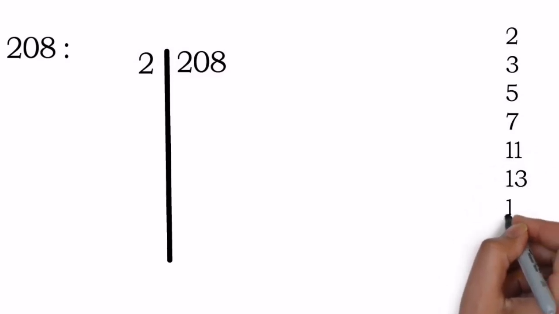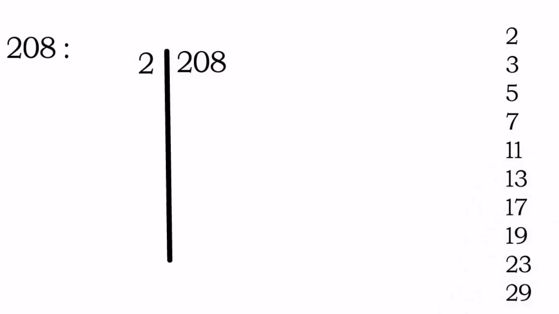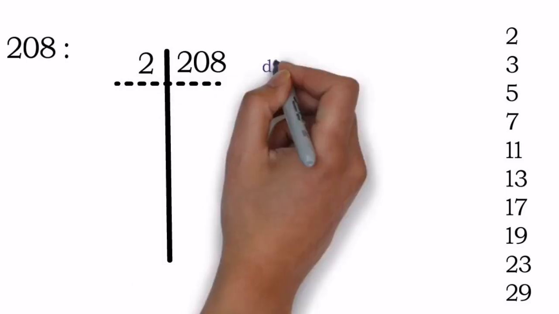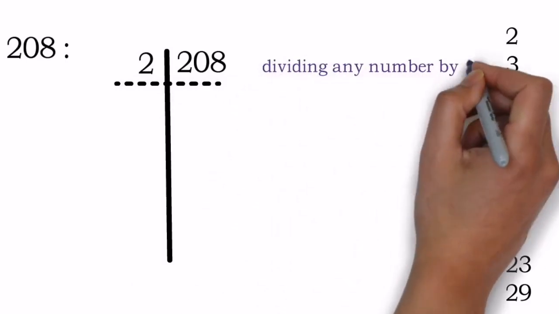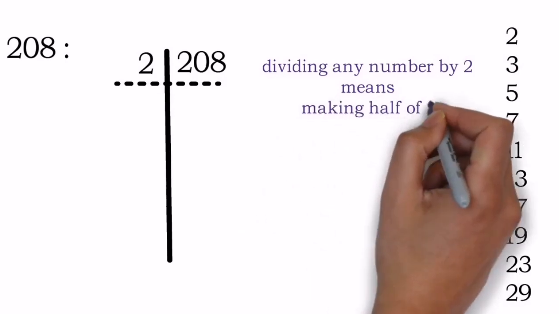And if you add the total, it is 10, so it cannot be divisible by 3. So let's begin with the 2 itself. Always keep it in mind, boys, it's a hint from my side. Whenever you want to divide any number by 2, that means you are making it half. So making half of any number becomes quite easier. It is better to think in that manner.